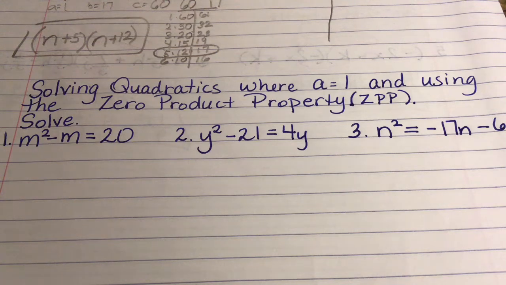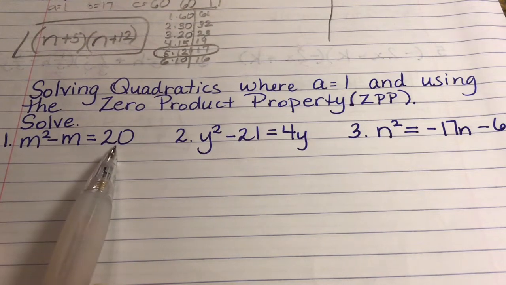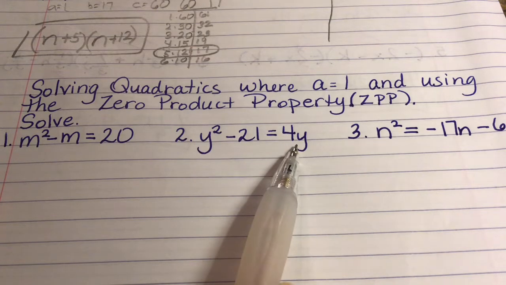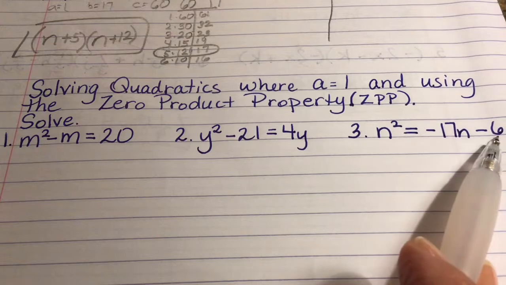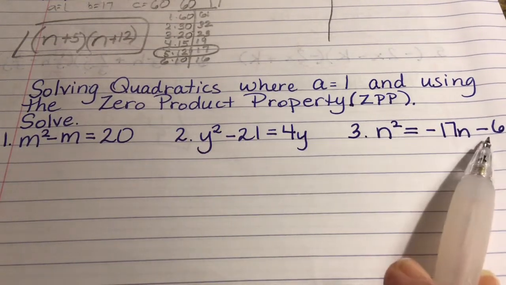Okay, I'm going to do a lesson on solving quadratics where a equals 1 and using the zero product property to solve. Notice I have m squared minus m equals 20. y squared minus 21 equals 4y. n squared equals negative 17n minus 60. I'm going to have a trinomial for all three of these problems.